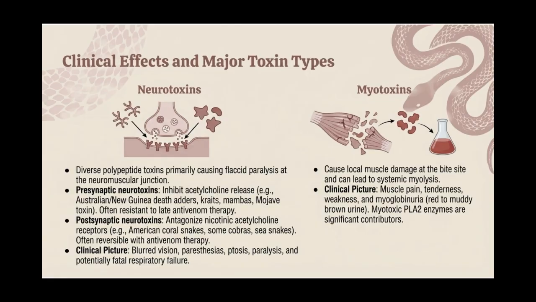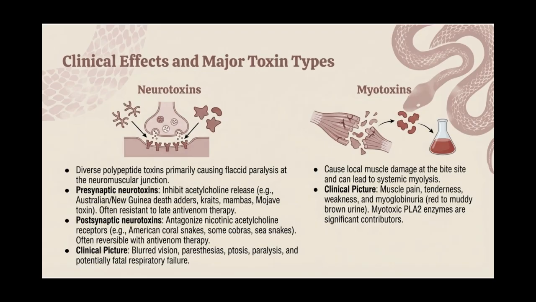The toxicity of coral snake venom is mainly due to neurotoxic phospholipase A2 enzymes. Clinically, neurotoxicity can manifest as blurred vision, paresthesias, drooping eyelids, paralysis, and in severe cases, respiratory failure, which can be fatal, especially in regions lacking adequate intensive care facilities.